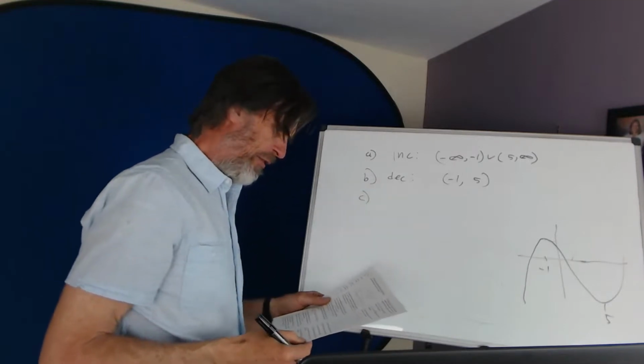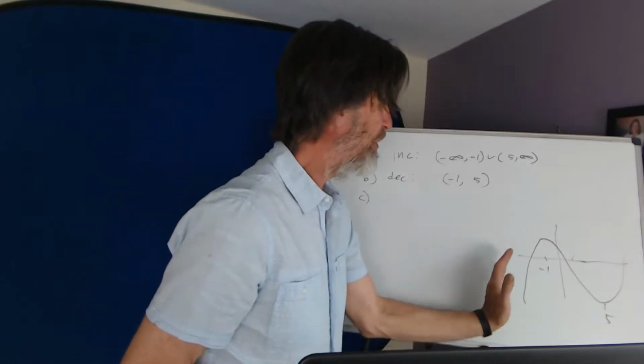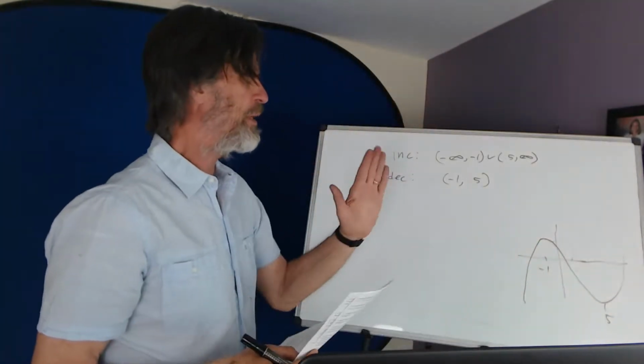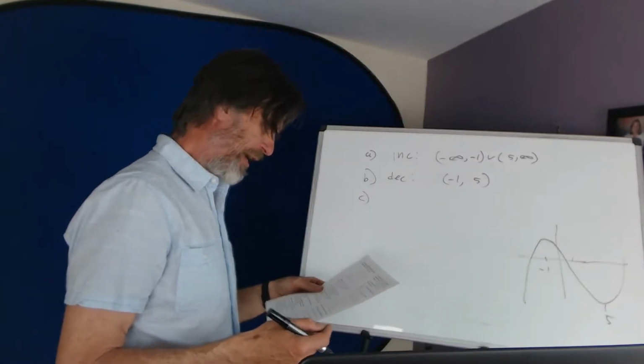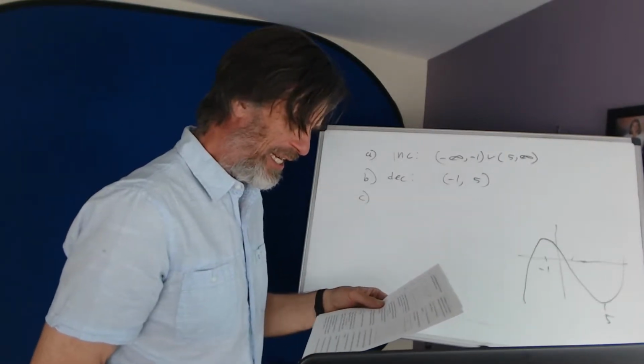Part C. The first derivative is undefined for what values? Well, this function is never undefined. The derivative is never undefined. There's no cusp. There's no place where it goes straight up and down. There's no discontinuity. So that never happens. That's part D. I'm on part C.